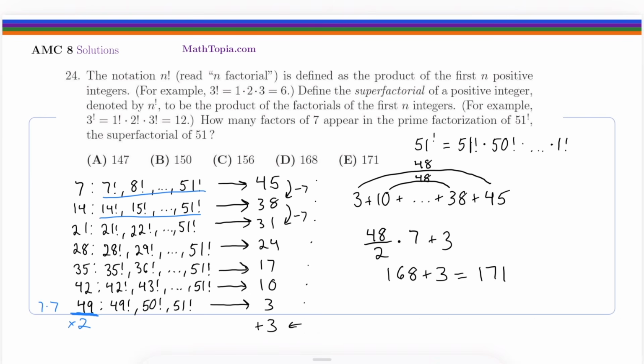Now, it's really important to notice this 49 right here, because a lot of people will choose the answer D of 168, which is not correct on its own. You need to make sure to add this extra 3 to account for the 7s. So our answer is E, or 171.